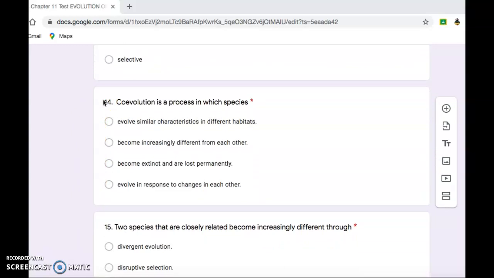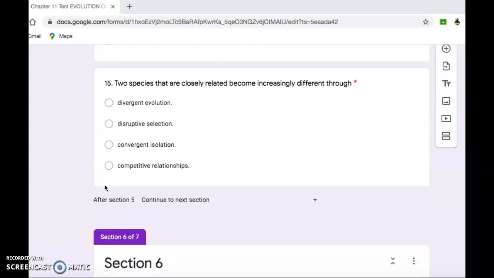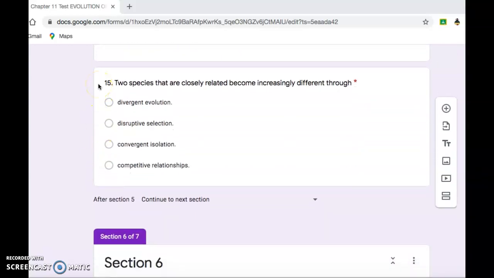Coevolution is a process in which species, this is number 14, evolve similar characteristics in different habitats, become increasingly different from each other, become extinct and are lost permanently, or evolve in response to changes in each other. Number 15. Two species that are closely related become increasingly different through divergent evolution, disruptive selection, convergent isolation, or competitive relationships.